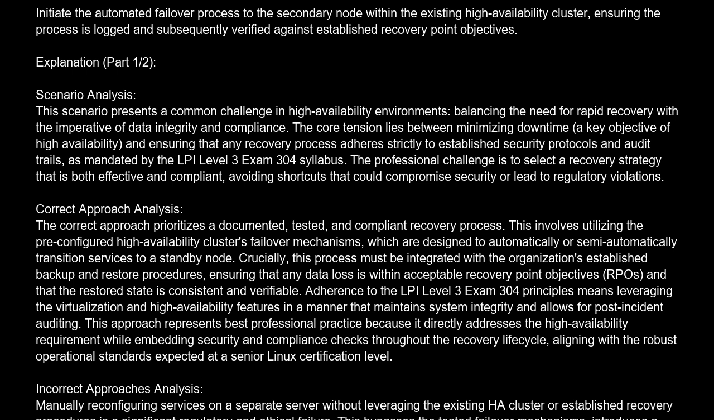Adherence to the LPI Level 3 Exam 304 principles means leveraging the virtualization and high availability features in a manner that maintains system integrity and allows for post-incident auditing. This approach represents best professional practice because it directly addresses the high availability requirement while embedding security and compliance checks throughout the recovery lifecycle, aligning with the robust operational standards expected at a senior Linux certification level.